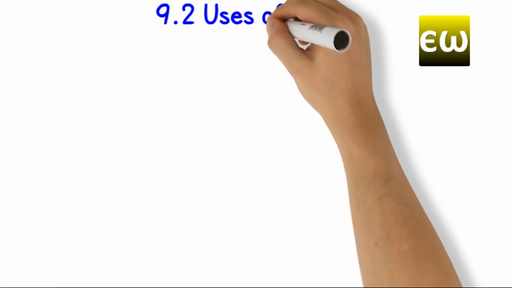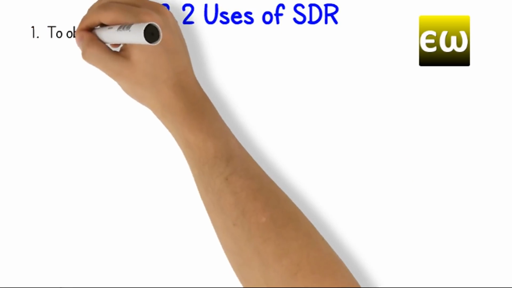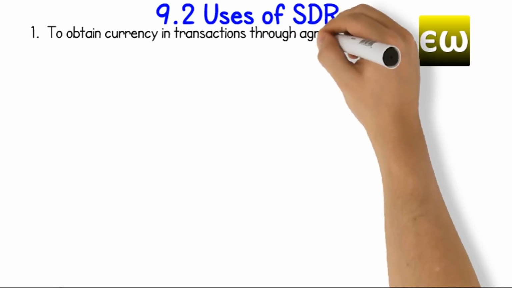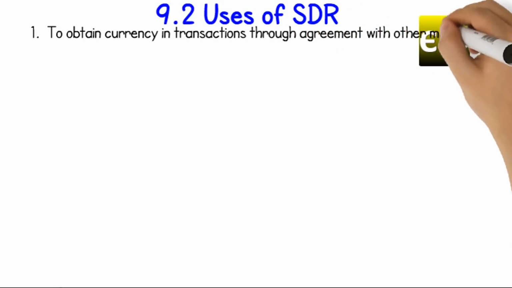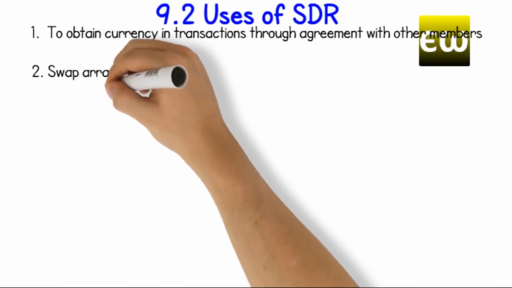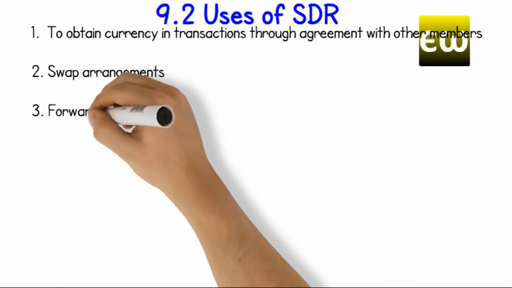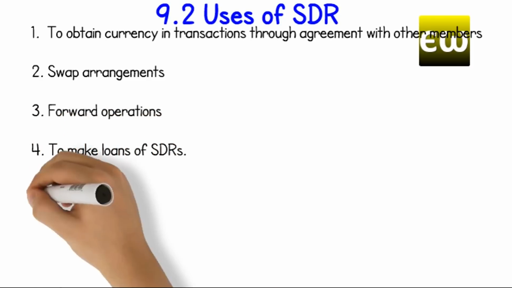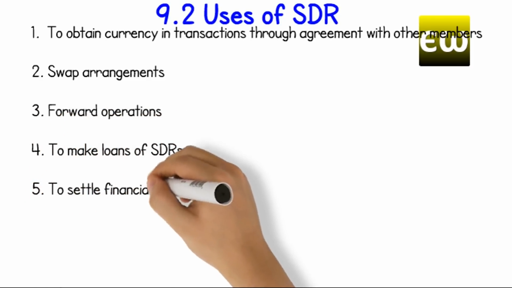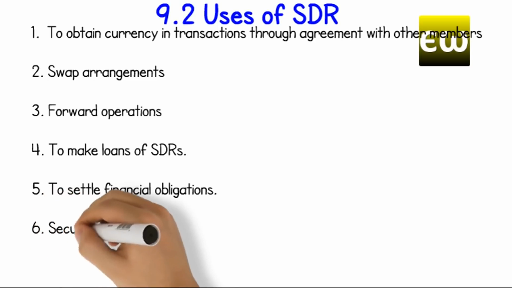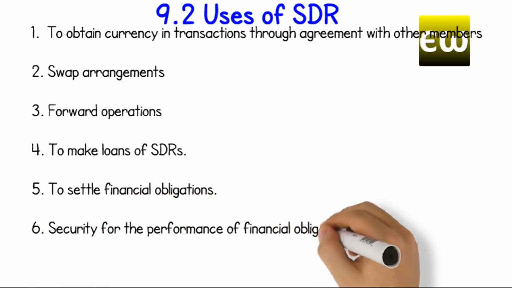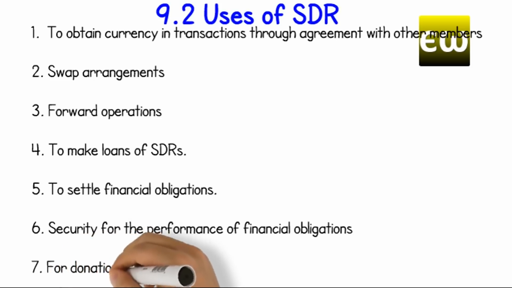Uses of SDR. 1. To obtain currency and transactions through agreement with other members. 2. Swap arrangements. 3. Forward operations. 4. To make loans of SDRs. 5. To settle financial obligations. 6. Security for the performance of financial obligations. 7. For donations, grants, etc.